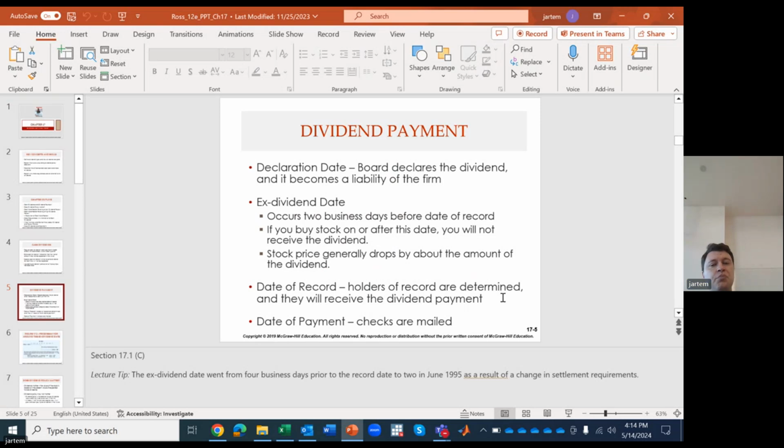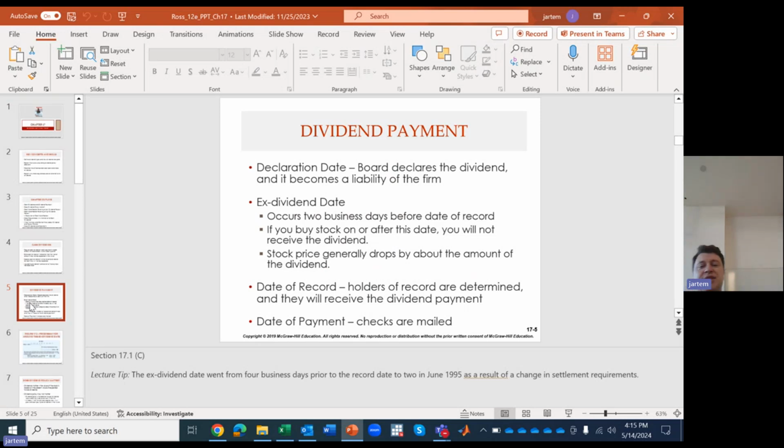Okay. So holders of record are the people that hold the security prior to the ex-dividend date. They're determined and they'll receive the dividend no matter what, even if they sell the stock before they receive the dividend. And then the date of payment, or the date the checks are mailed.